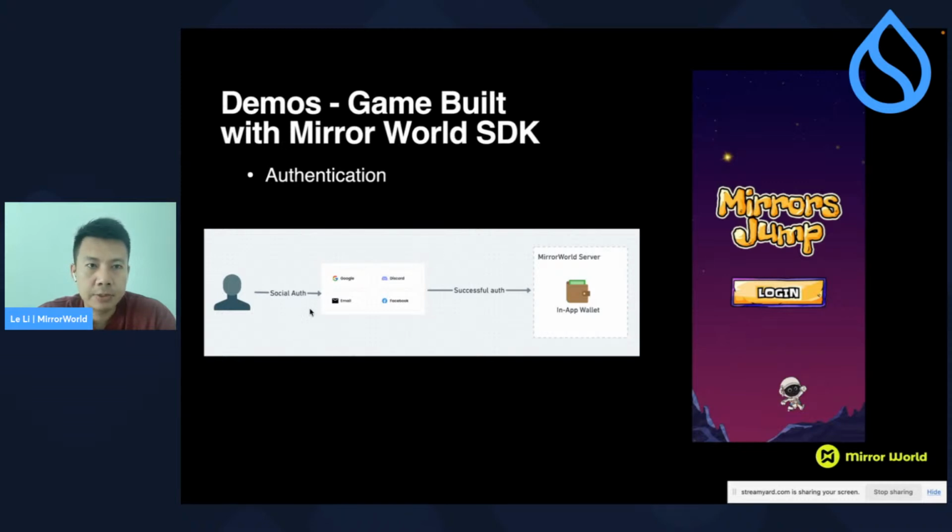As you can see on the left, first I want to show the authentication part, which is the social auth part. As I mentioned in the previous slide, when the user tries to log in, he will choose, for example, Google, Discord, email, or Facebook to log into your app, Mirror Jump in this particular case. After successful authentication, in the background MirrorWorld will create an in-app wallet for this particular user if we detect this is a new user.